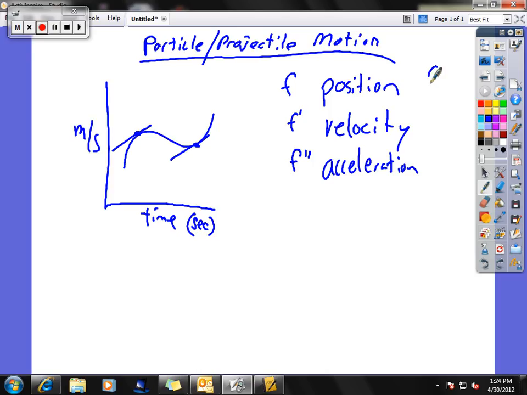Now, for some reason, the position function, they call it s of t. I'm not sure why. Just always call it s of t. Velocity is v of t.